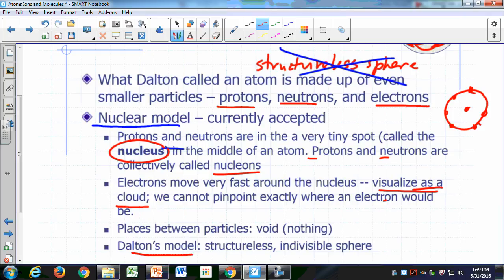And like I said, Dalton's model is that of a structureless, indivisible sphere. This is no longer acceptable these days. We now know, based on additional information since Dalton's time, that an atom, as Dalton called it, is in fact not structureless and not indivisible. It's made up of smaller particles: protons, neutrons, and electrons. And this is how they're laid out.